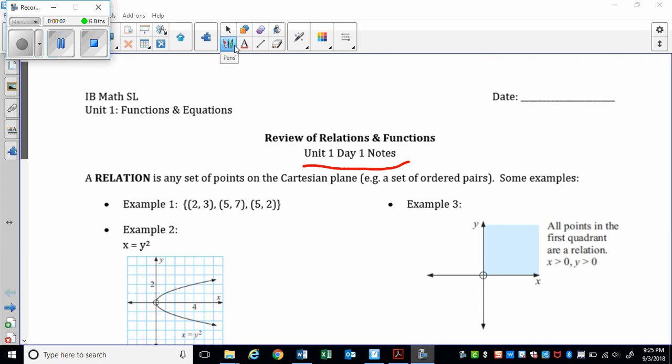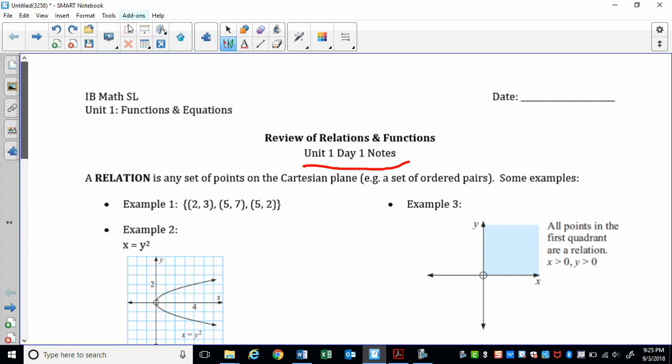Good morning, SL. This is Unit 1, Day 1 Notes, and we're going to talk about functions this chapter. So I'm just going to go over the basics of functions, some of the stuff you'll already know.